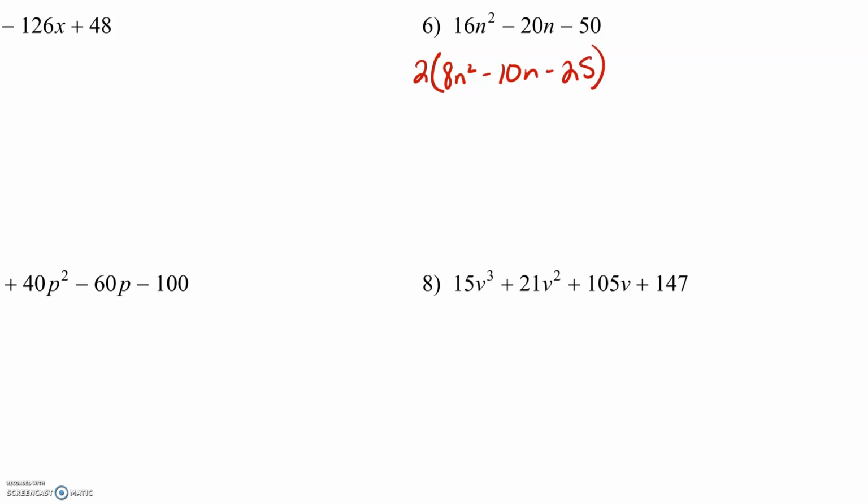Okay, so you can always double check at this step, if we had another GCF, then we knew we didn't take out the right one the first time. But looking at this 8, 10, and 25, there's nothing that they have in common outside of 1, so we have to go into factoring.